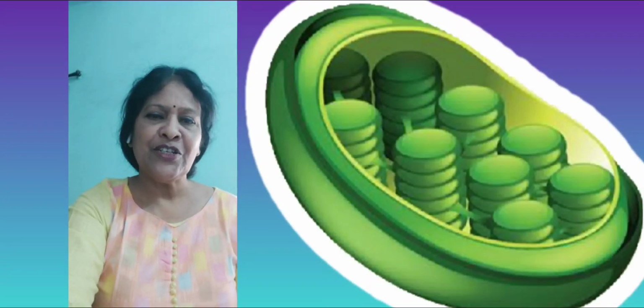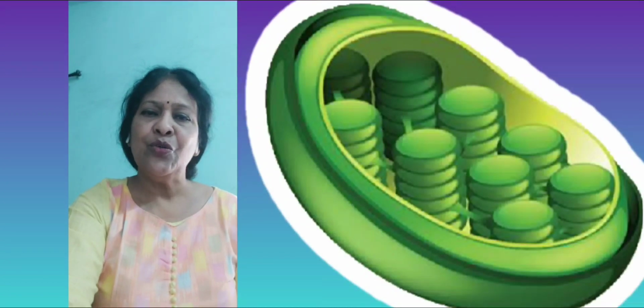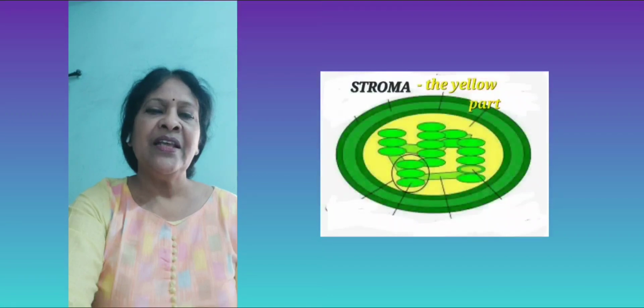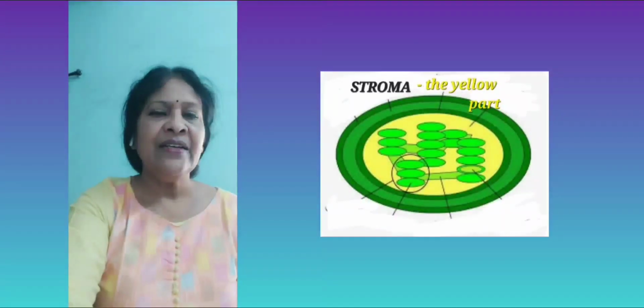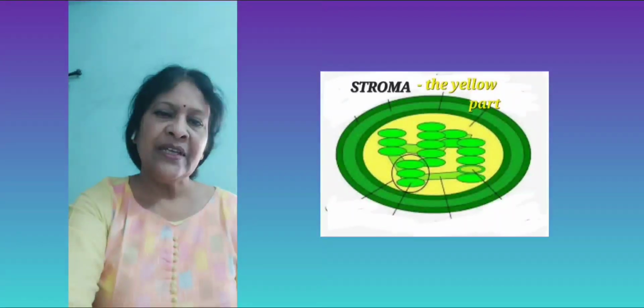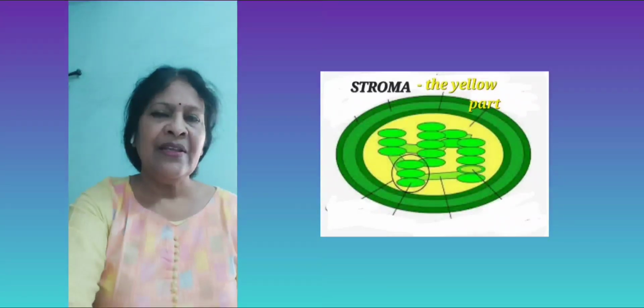Chloroplast is a highly specialized organelle because only due to the presence of chloroplasts in plants, they could become autotrophs. These plastids are capable of trapping sunlight and converting it into chemical energy. Let's see the details of the structure of a chloroplast.